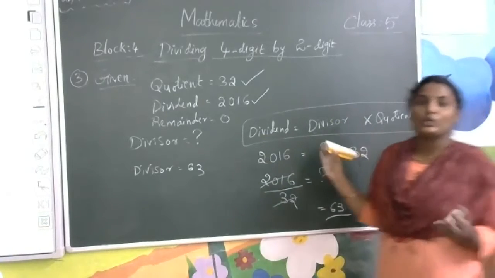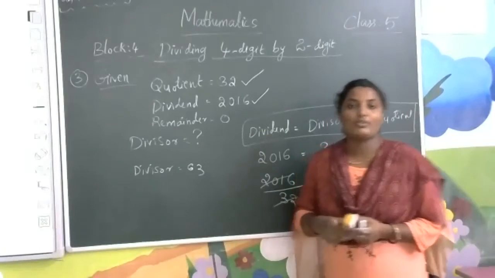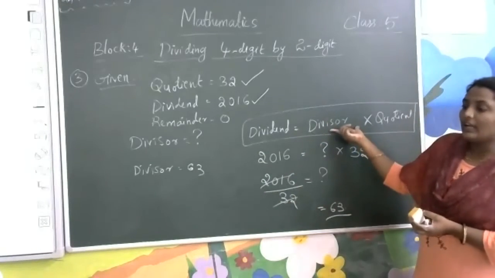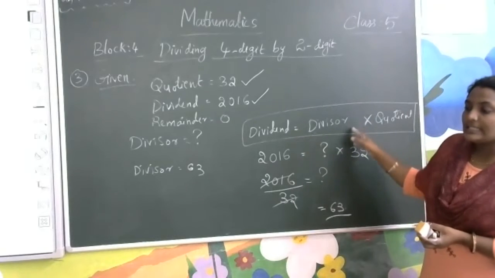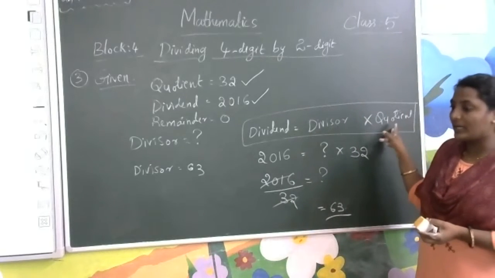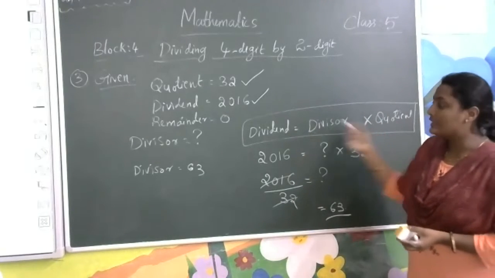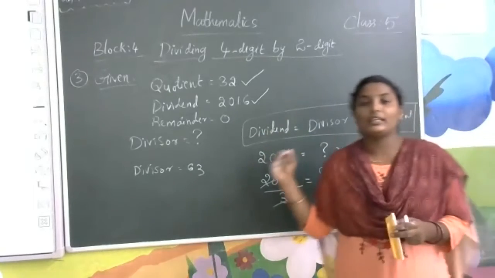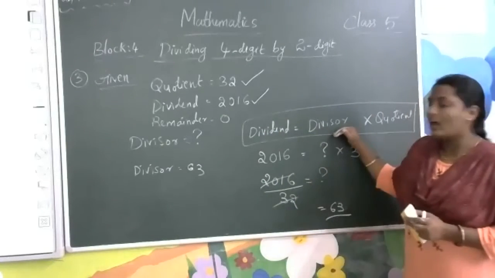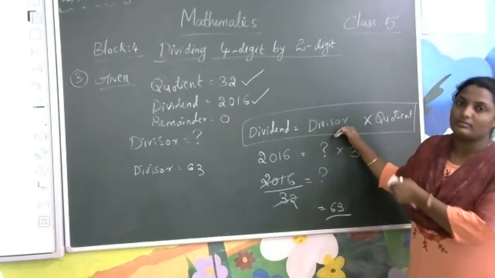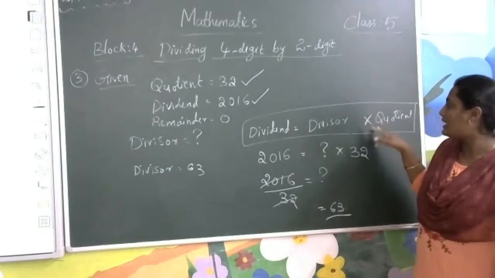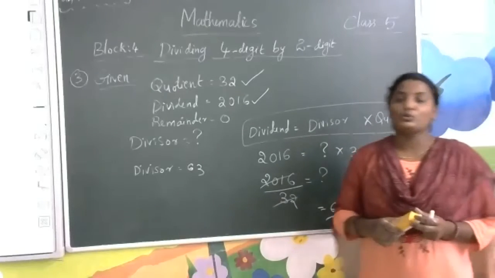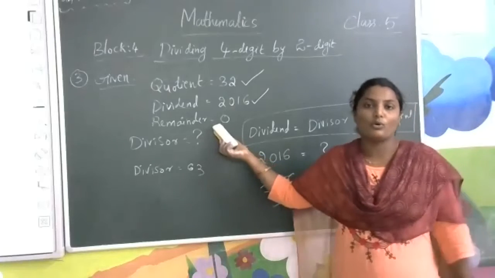When the remainder is 0, you come to verification and use the formula: dividend equals divisor into quotient. Divisor into 0 is over. To verify the answer, we have to use this formula. Dividend equals divisor into quotient, we use when the remainder is 0.